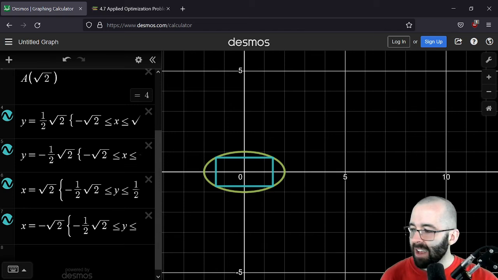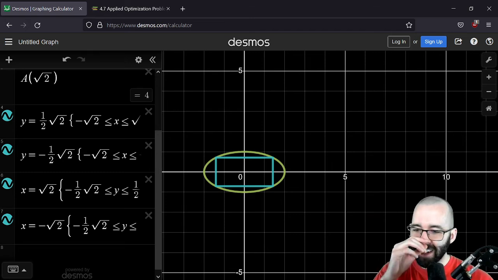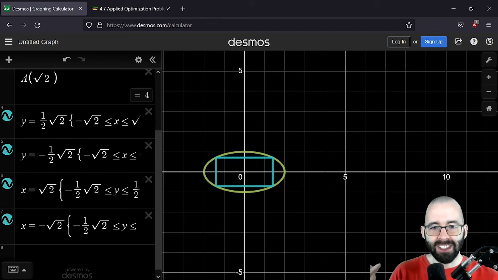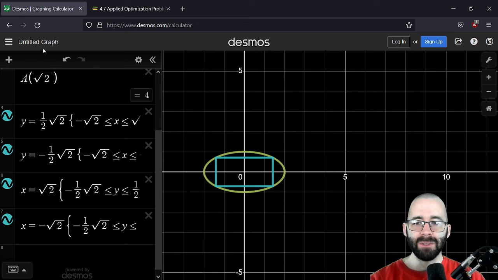inscribed in this ellipse. And that's the end of the problem, and we have our answer. I just want to have a little fun now. So you can stop the video. That's the end of the problem. But if you want to have a little fun and see this problem a little bit more visually, I want to play with this a little bit.